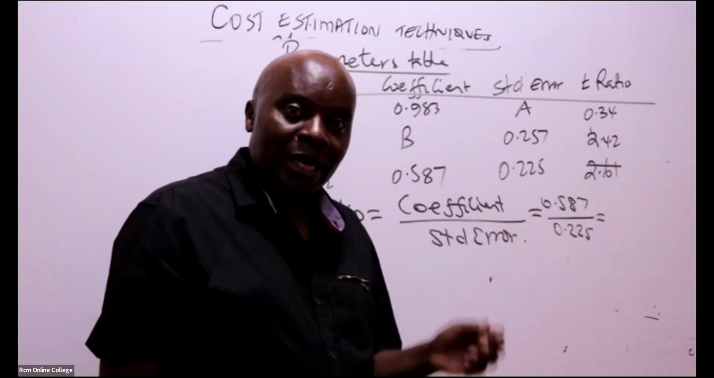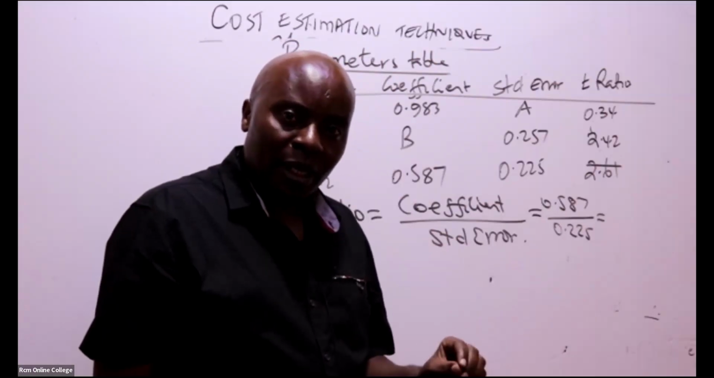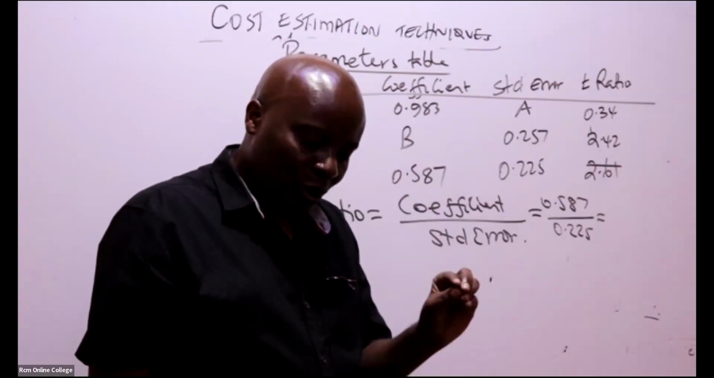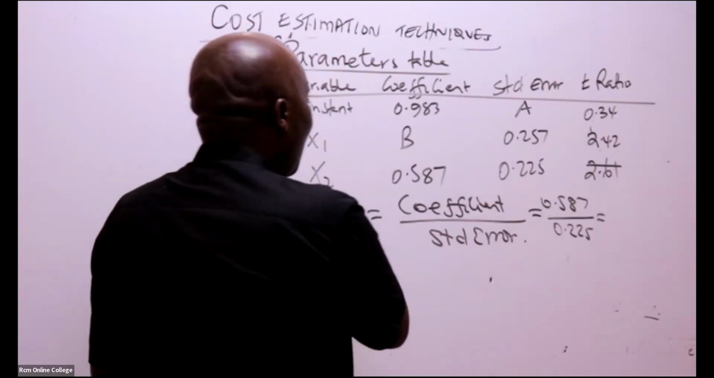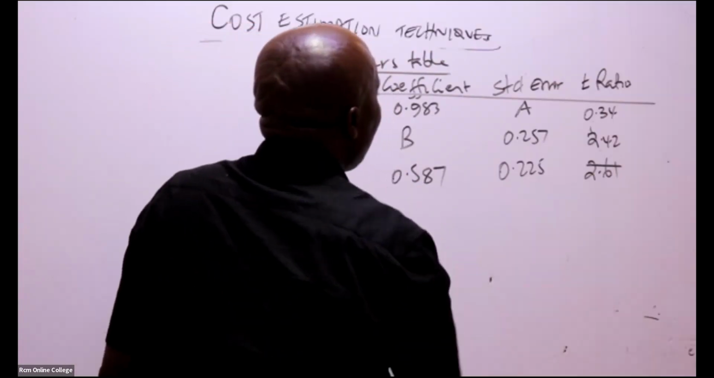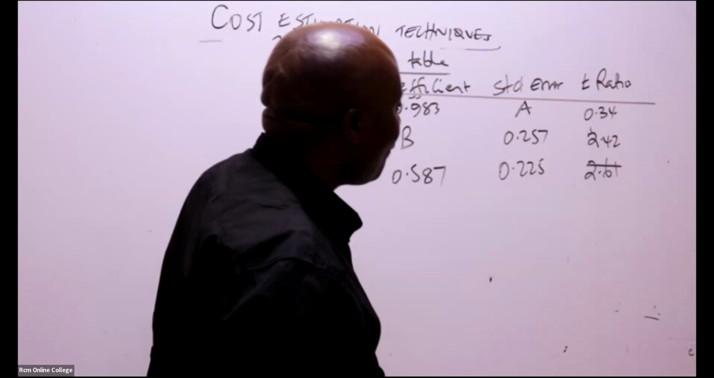So here, anytime we are sleeping, we shall always be forced to remember that T ratio is coefficient all over standard error. Now then, I would want us to calculate A. I've given you the formula already.